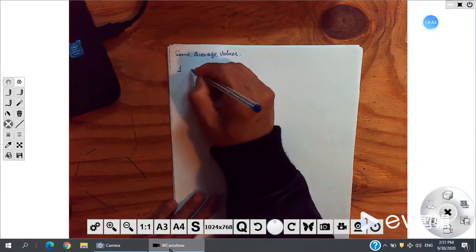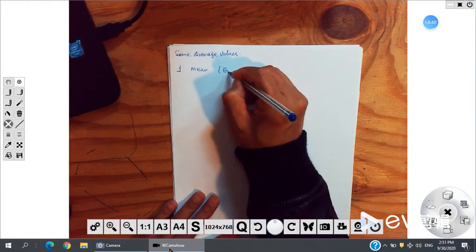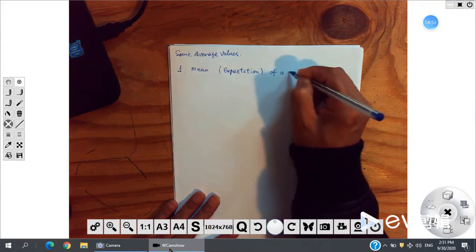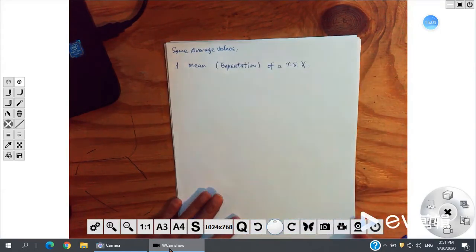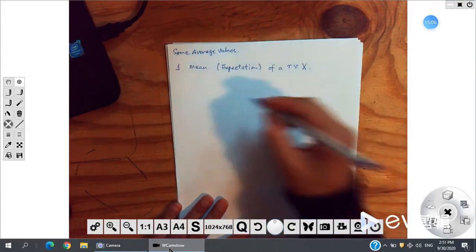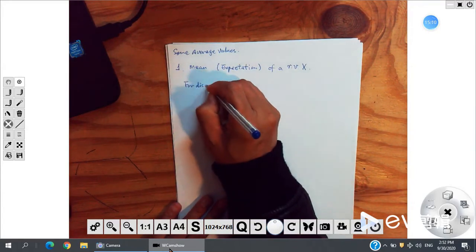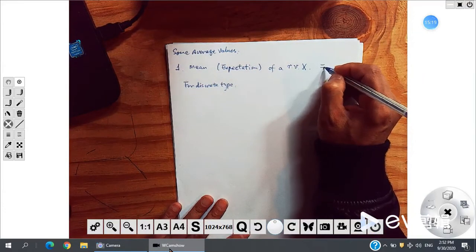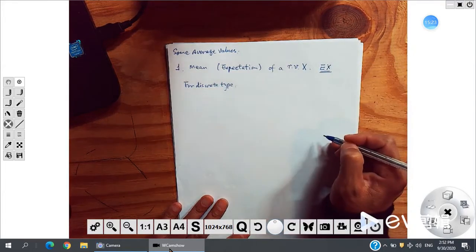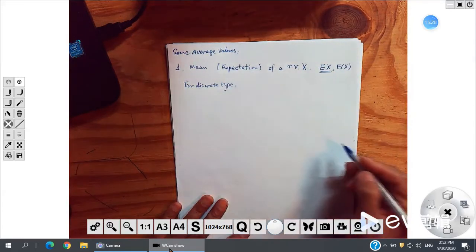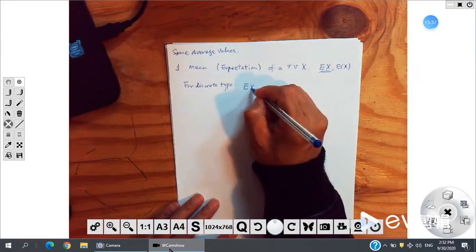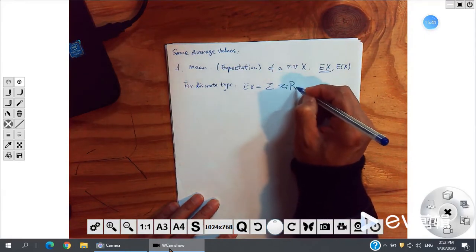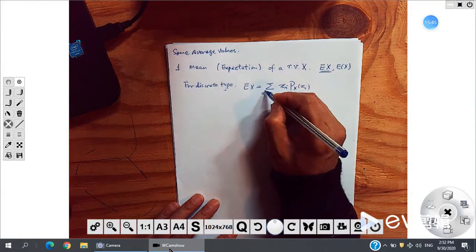The first one is mean, or we say expectation of random variable x. Here we have two types, so we have two definitions. For discrete type, that expectation value, people like to write it as EX or E of X. The E is expectation. EX will be a summation of all these xi times px of xi for all xi's.